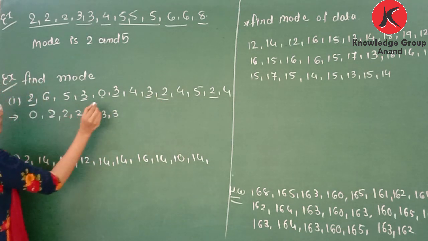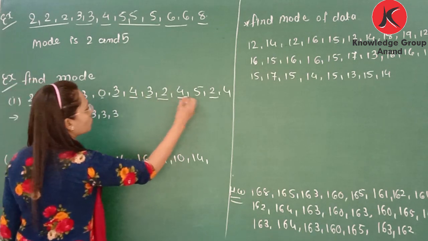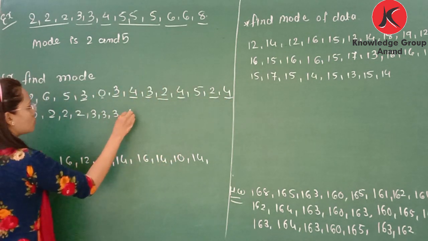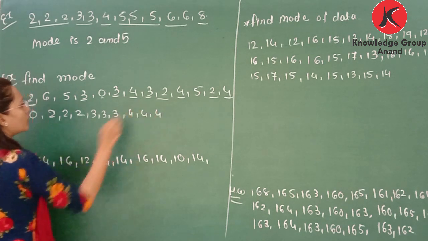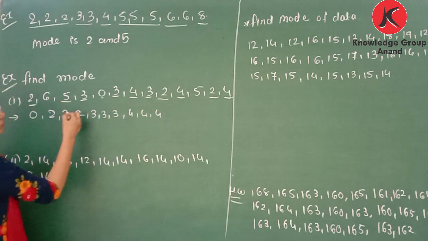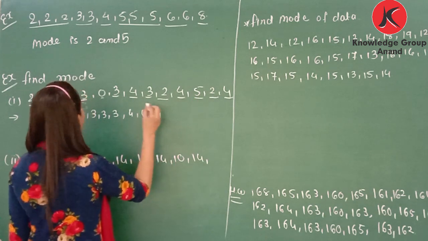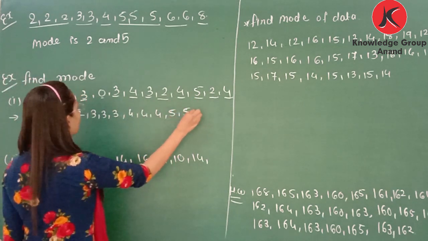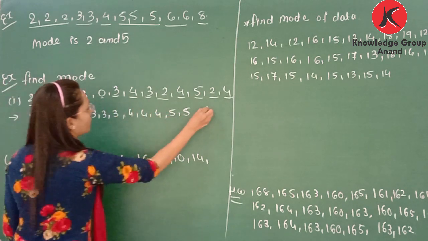Now 4. Let's check 4. 1, 2, 3. So 4 is also 3 times. Now 5. 1, 2. So 5 is 2 times. And 6, that is 1 time.